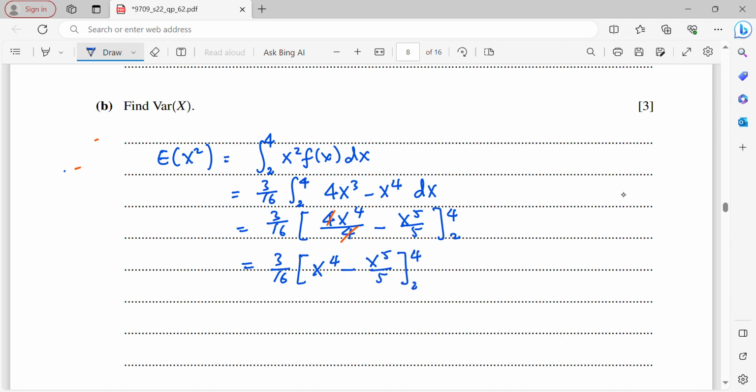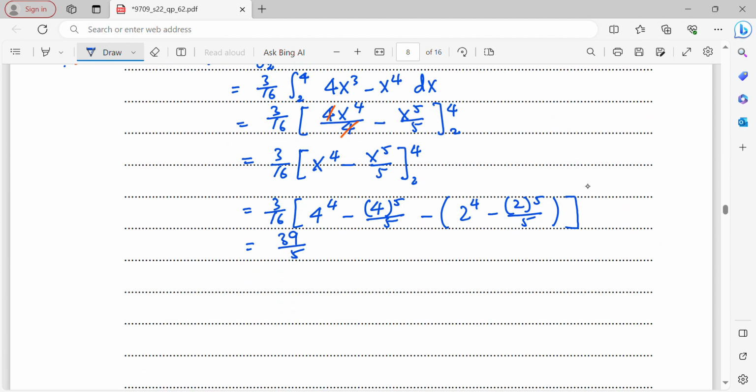Okay, then from here I will get 3 over 16. Now replace the x by 4. So 4 to the power 4 minus 4 to the power 5 over 5. Then another minus when the x is 2. So 2 to the power 4 minus 2 to the power 5 over 5. Okay, so from here, you will be getting 39 over 5.